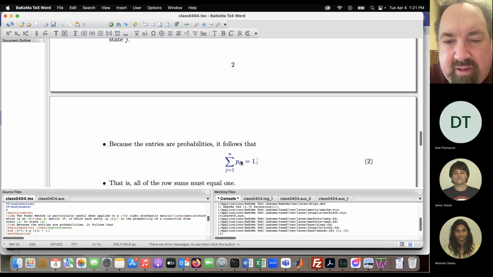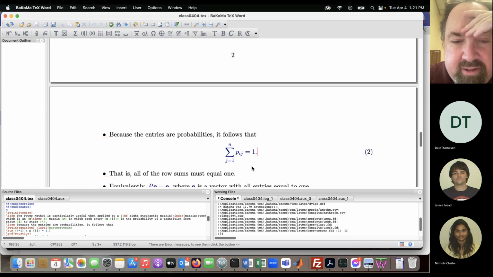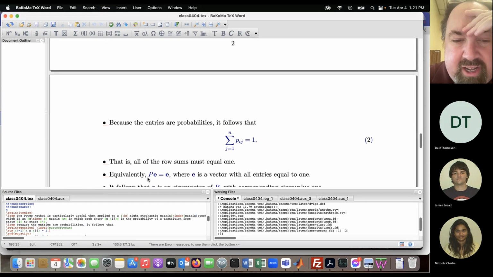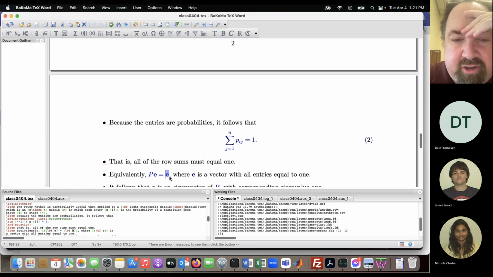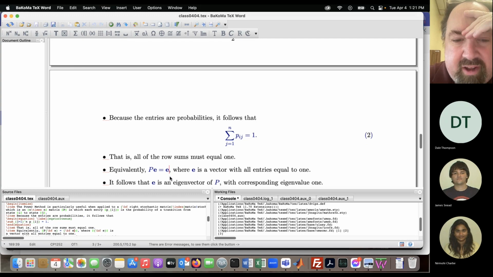Now the diagonal entry indicates the probability of staying in the same state you're in, but there has to be some transition. Now, if you have a matrix where all of the rows sum to 1, that's the same as saying P times a vector of all ones is equal to a vector of all ones. So this is equivalent to this, just written in matrix vector form.